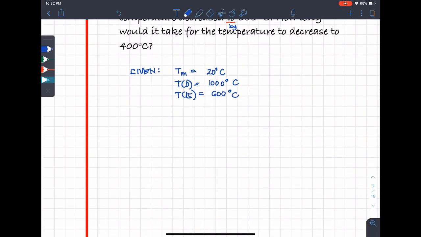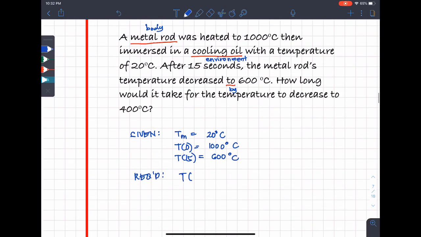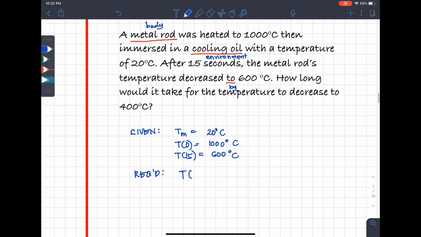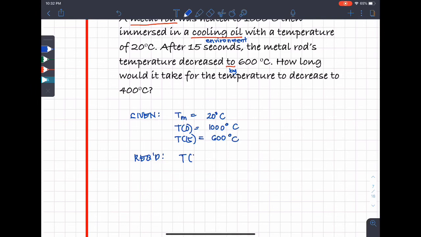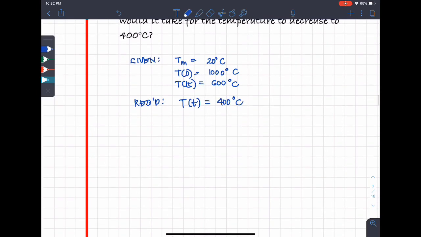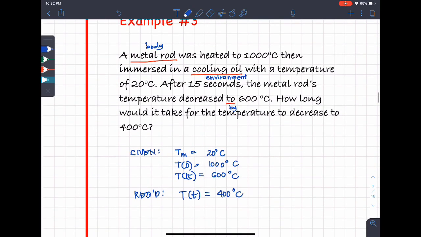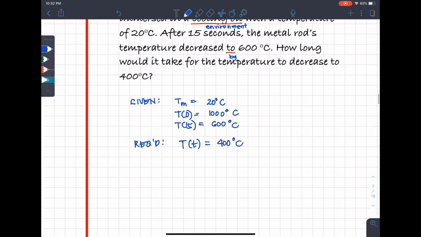And for our required, what would be the time for the temperature of the metal rod to become 400 degrees Celsius? So this is similar to the second, not the first. But this time around, instead of increasing, this is decreasing.